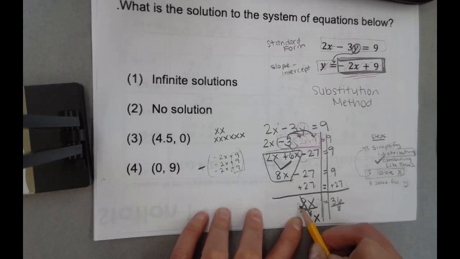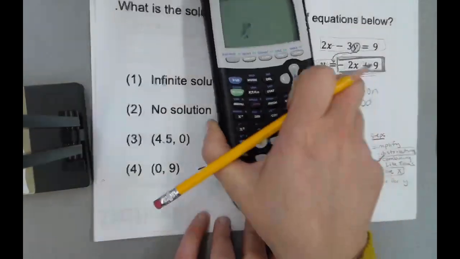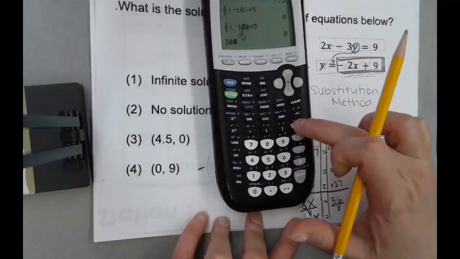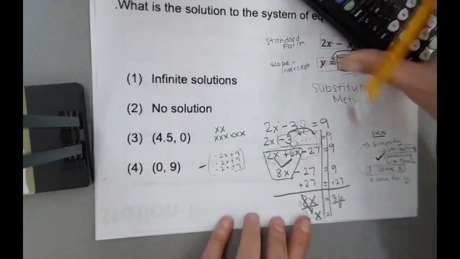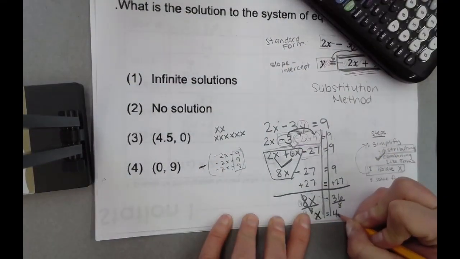1x is worth. 8x equals 36. The goal is to find out what 1x is worth. So what's 36 divided by 8? 36 divided by 8 is 4.5. X equals 4.5.